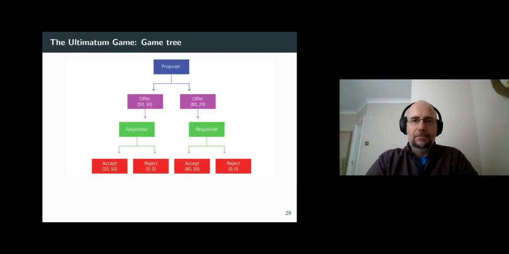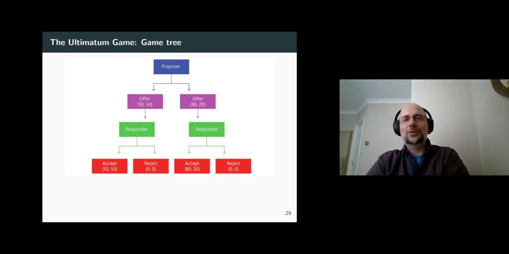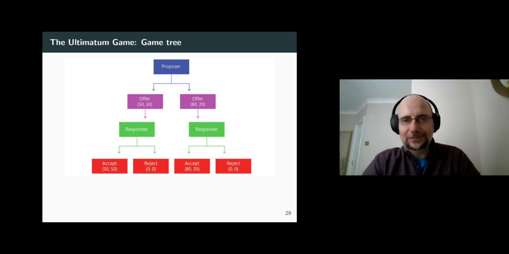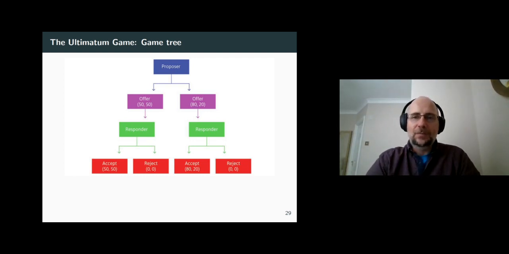So here's a game tree. The game tree is like the payoff matrix for sequential games, right? But it's not in a matrix form. The reason we don't have a matrix here is that we have a sequence of play. We have a player who gets to say what happens first, and only then we have a player who can accept or reject the offer. So for example, the proposer may offer a split of 50-50, or a split of 80-20.